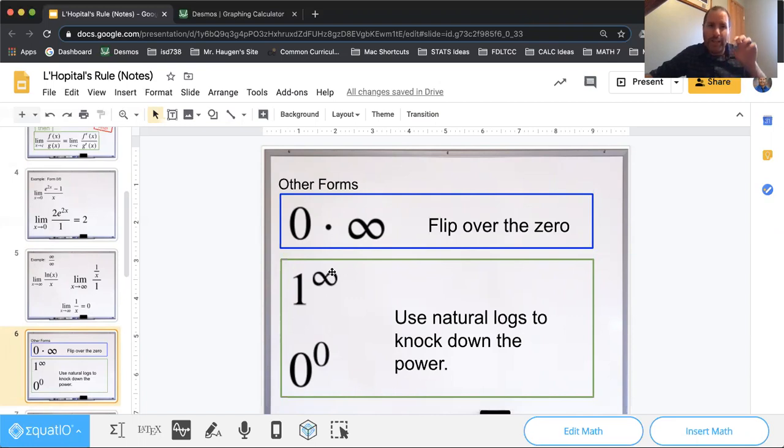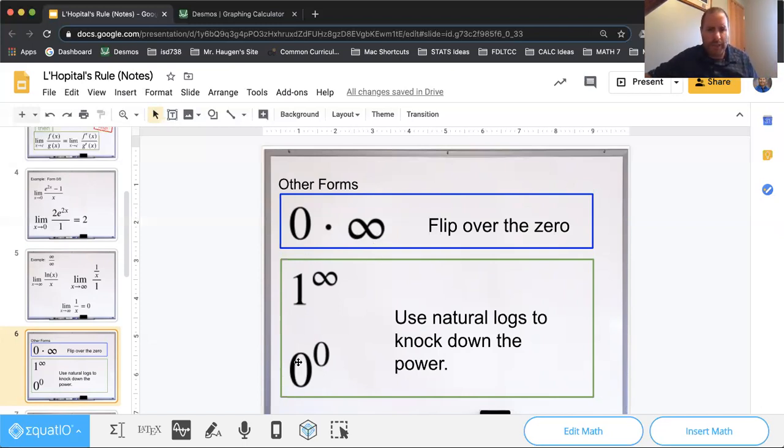1 to any numerical power, like 1 to the 1000th, is still 1. But if you do that enough times, maybe you get something else, right? Infinity is weird and it strangely affects things, right? So in this case, we'd use natural logs to knock that exponent down, and then that turns it into this form, and then we flip it over and we keep going from there.